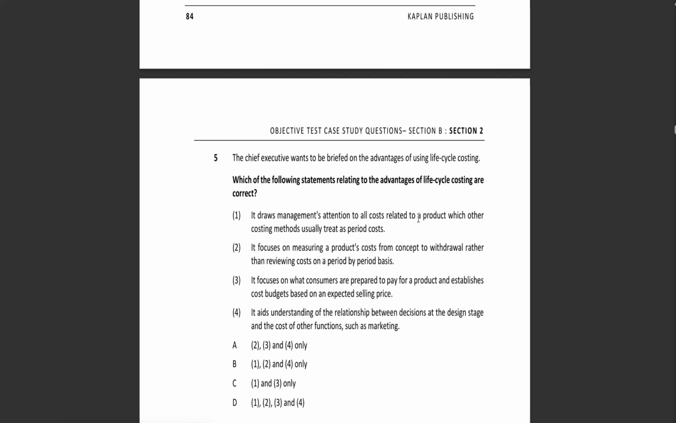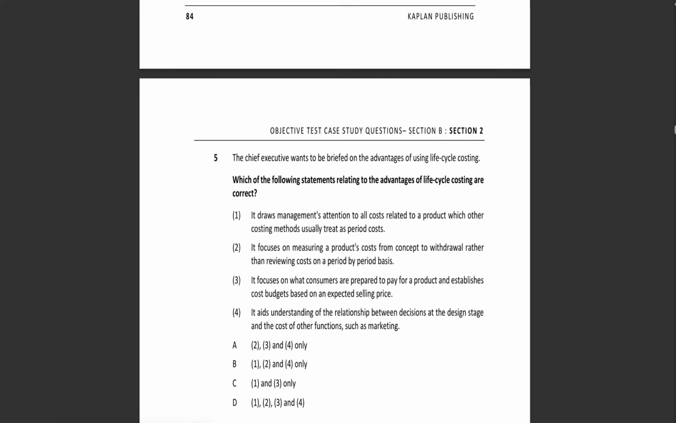Obviously, in life cycle costing, we consider all costs from the development of the concept to the withdrawal phase of the product from the market. So initially lots of costs are incurred, like research and development, and lots of costs at the initial design and development as well. That's why other costing methods treat these as period costs. However, in life cycle costing, we consider them as product costs, and capitalize them in the product cost as well. So it will draw the attention of management to all costs incurred throughout the product life cycle. So it's true.